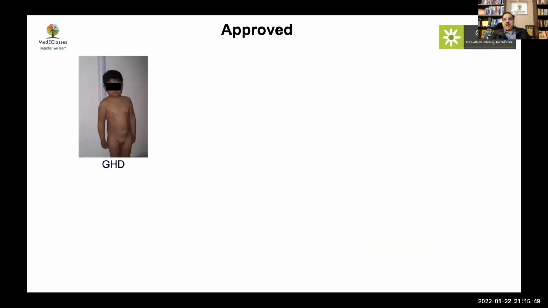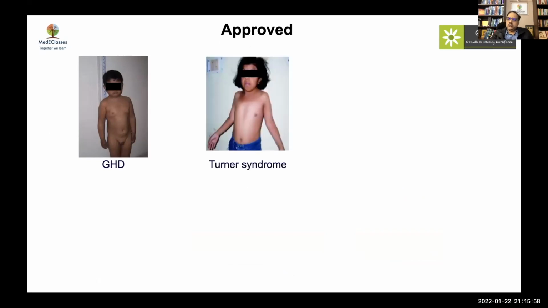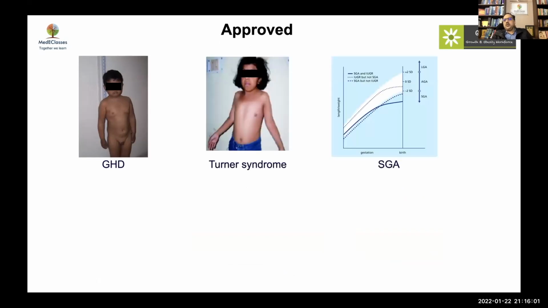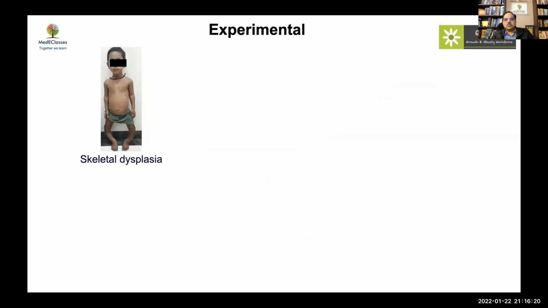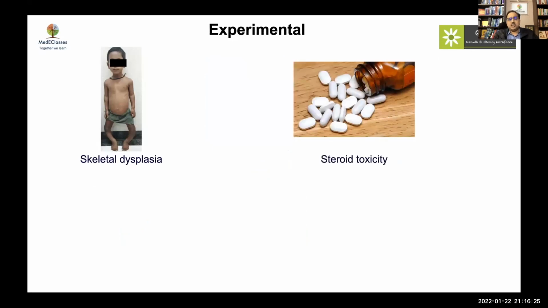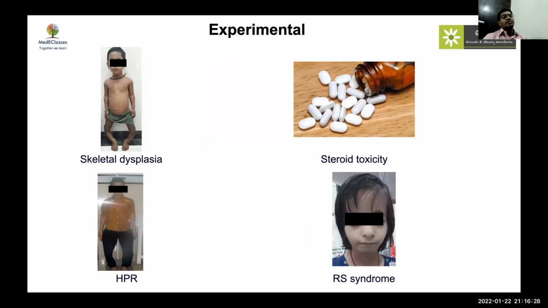So now if we come back to our original question, where all can we give growth hormone to increase growth? The obvious answer is growth hormone deficiency. But we also know that it has a role in Turner syndrome, in children who are small for gestational age who are not catching up, in chronic kidney disease, Prader-Willi, and ISS. These are the 6 major indications we'll be discussing. The ones where it is also being found useful are SHOX deletion, which is basically similar to Turner syndrome, and Noonan syndrome, again a homolog, so to speak. And Dr. Pratik will talk a bit about experimental indications like skeletal dysplasia, steroid toxicity, hypophosphatemic rickets, and Silver-Russell syndrome.